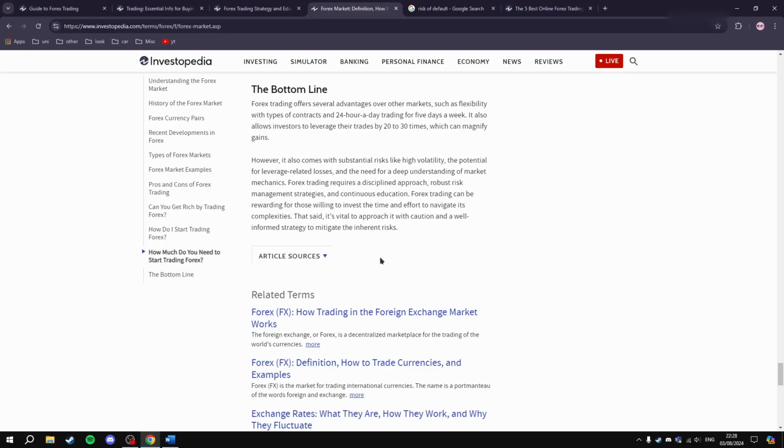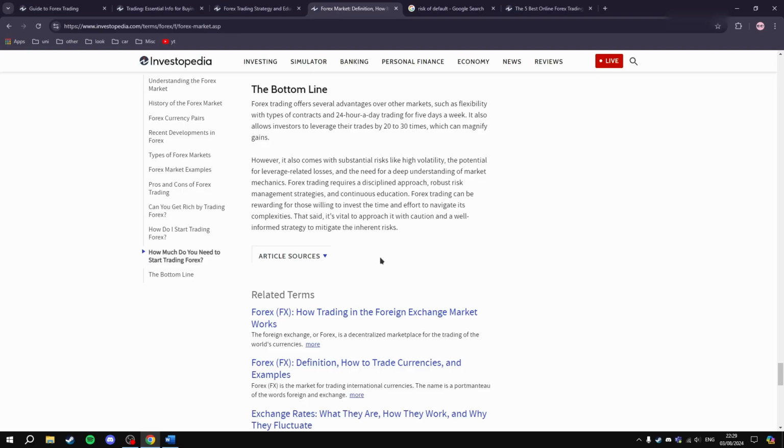The bottom line. Forex trading offers several advantages over other markets, such as flexibility with types of contracts and 24-hour-a-day trading for 5 days a week. It also allows investors to leverage their trades by 20 to 30 times, which can magnify gains. However, it also comes with substantial risks like high volatility, the potential for leverage-related losses, and the need for a deep understanding of Forex mechanics.